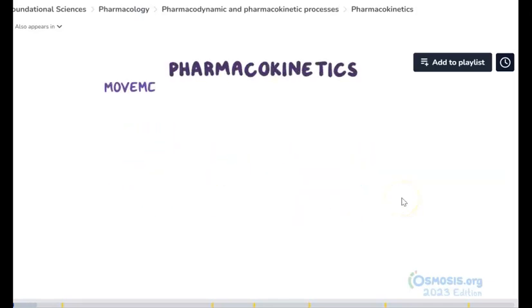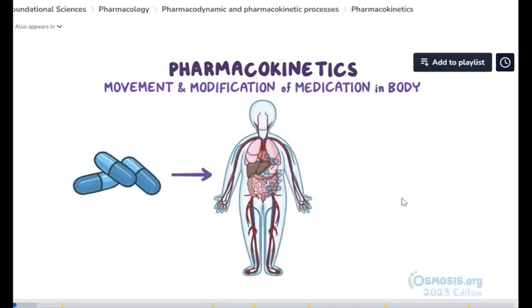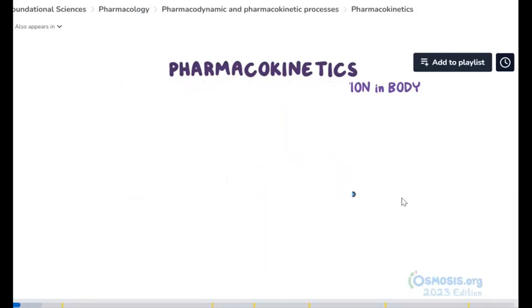Pharmacokinetics refers to the movement and modification of a medication inside the body. In other words, it's what the body does to a medication and how it does it. Okay, first things first. A medication needs a way to be administered, or a route of administration.